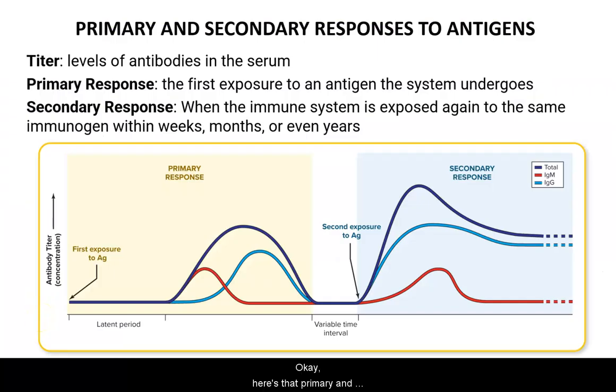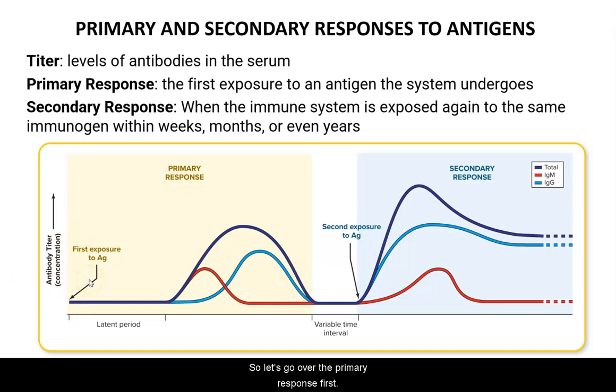Okay, here's that primary and secondary response I was just talking about. So let's look at the chart down here. On the y-axis is the antibody titer, and a titer is just the level of a given antibody in the serum. And so we have this red line, which is going to be our IgM antibodies, and we have this light blue line that's going to be the IgG antibodies. Okay, and this dark blue line is the overall or the total amount of antibodies in the serum.